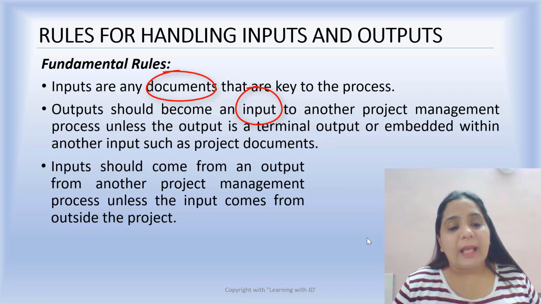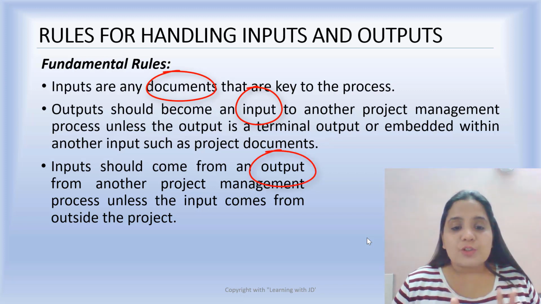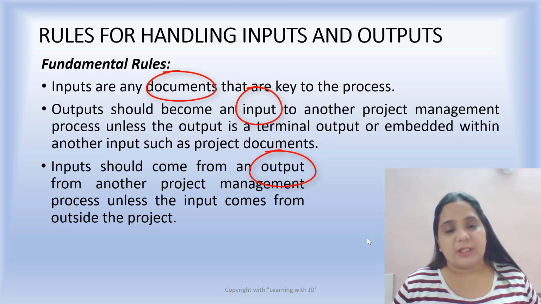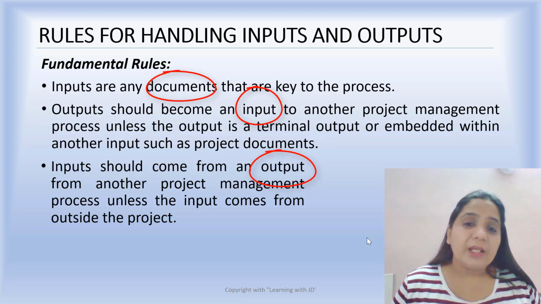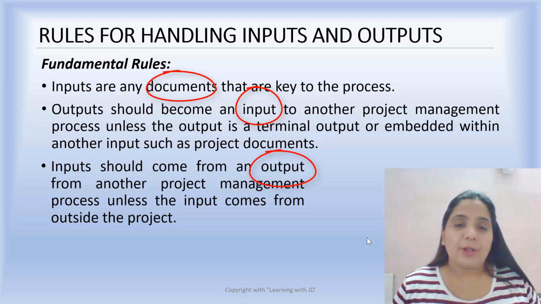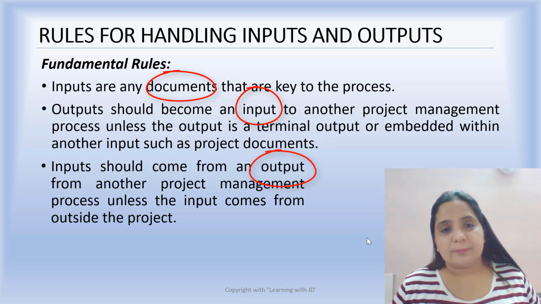Input should come from an output of another project management process, unless the input comes from outside the project. The first document that is created is the project charter. What is the information that you will have for the creation of a project charter? Who is the stakeholder? What impact will the project have on the stakeholders and on the organization as a whole? Now these are all the documents. The first document which is created will have an input from outside of the project.